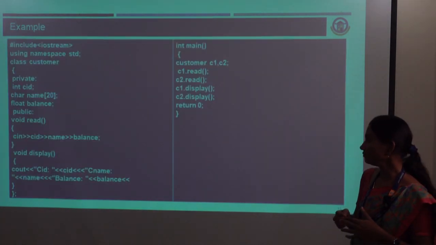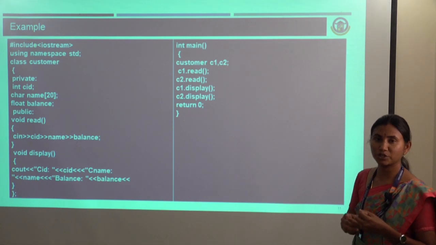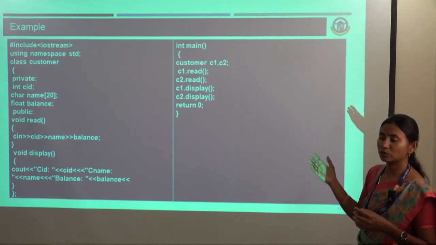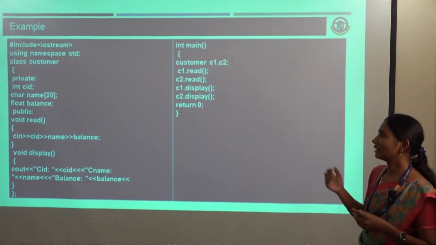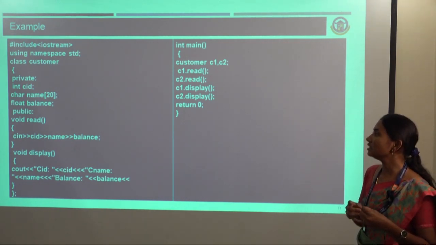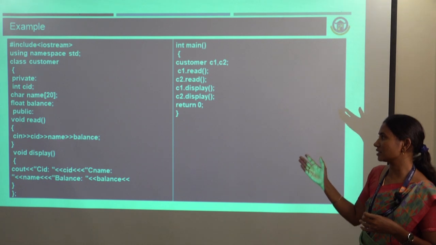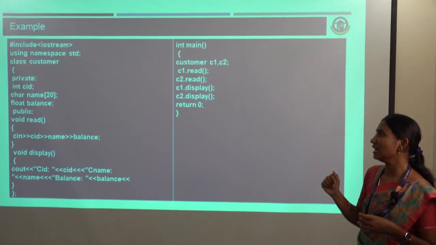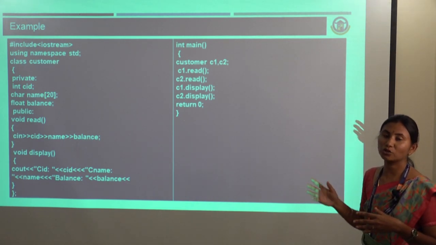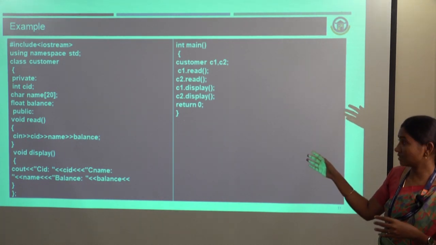Next. So here is the sample for everything: class, object and access specifier. As we start, the header file #include iostream, and we are using the namespace std here. Then class Customer is a class name, and we are opening. The member variables are declared here: cid, which means customer ID, name and balance. Balance is given in float data type and name is given in character data type. All these member variables are given under private, so that the object cannot directly access these variables.